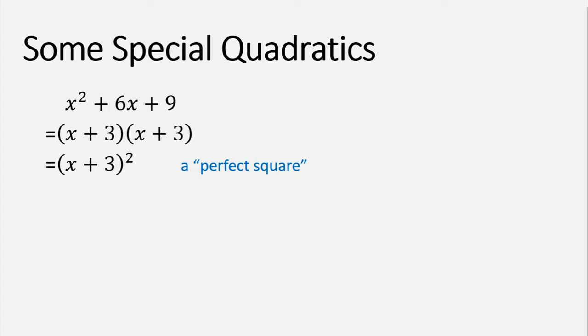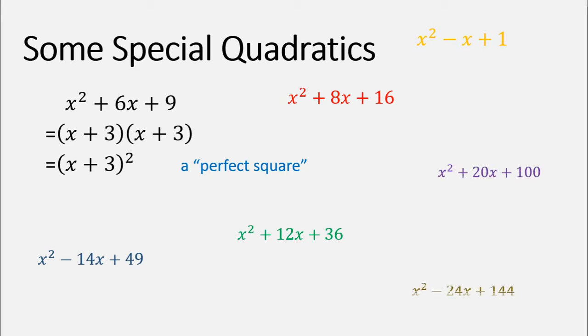But just because it's special doesn't mean it's unique. There are infinite numbers of perfect square quadratics. Here are just a few. If you want to hit pause and try factorizing them, you'll see that you will end up with a bracket times itself, or that bracket squared.